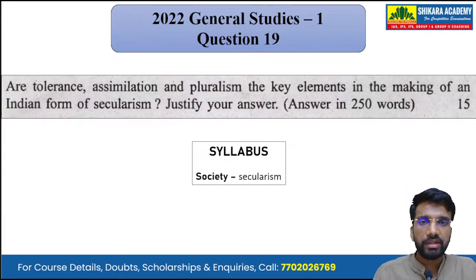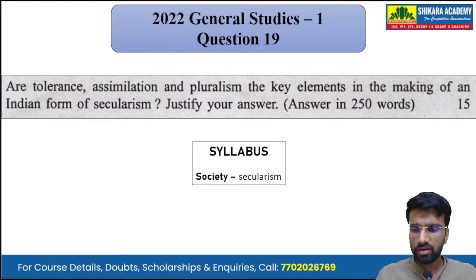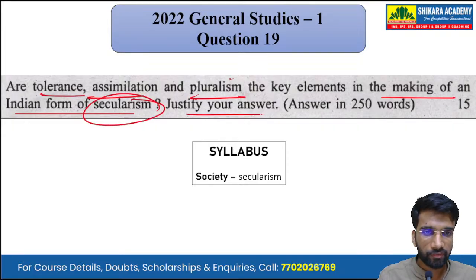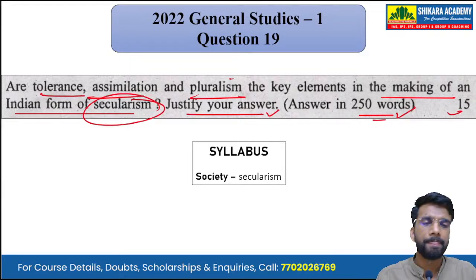Moving on to the next question, that is question number 19. Are tolerance, assimilation, and pluralism the key elements in the making of an Indian form of secularism? Justify your answer. A 15-mark question that we have to answer in 250 words.